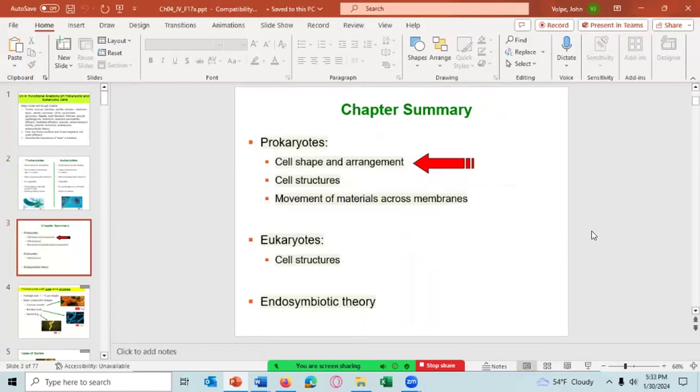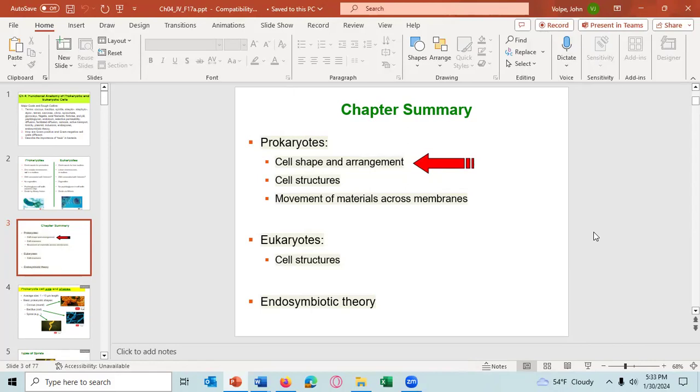So let's talk about the cell shape and arrangement of prokaryotes. We'll talk about the cell structures we find in prokaryote cells, and then we'll talk about the movement of material across a membrane, such as the cell membrane.